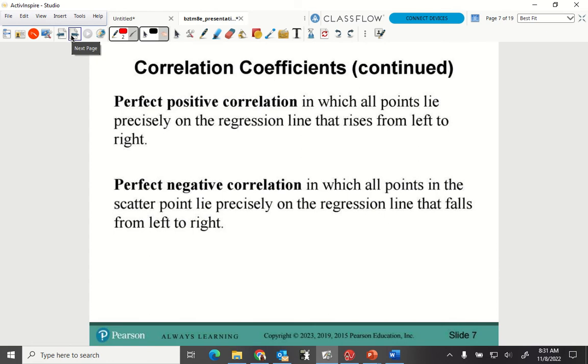Perfect positive correlation is when all points lie precisely on the regression line that rises from left to right. Perfect negative correlation is when all points on the scatter plot lie precisely on the regression line that falls from left to right. So it's going down. Yes? Hopefully. Good.